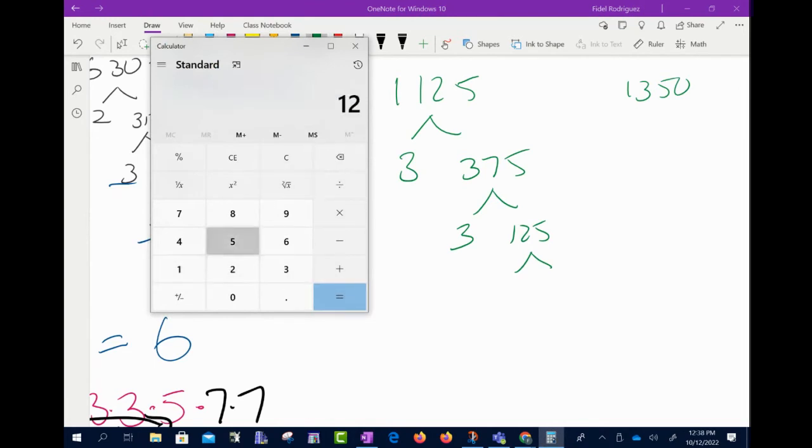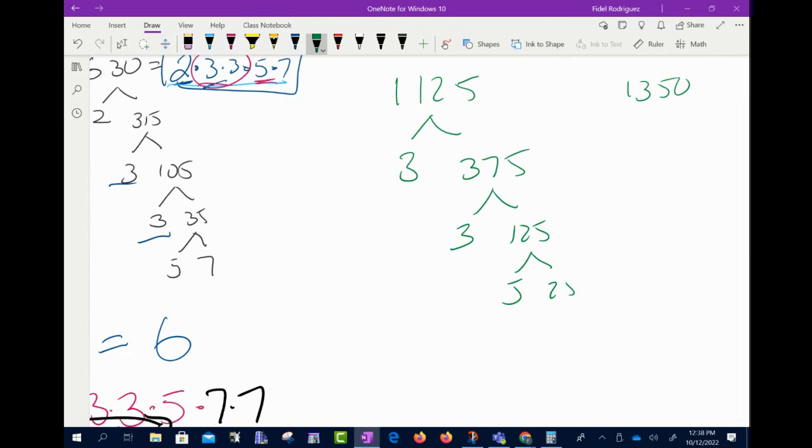I'm going to try that by 3 again. It didn't work. So if I can't divide it by 3, the next prime number I have, y'all, is 5. 5 and 25, and 25 is 5 and 5. So let's do this. We have 2 3s, and we have 3 5s, and there's my number.